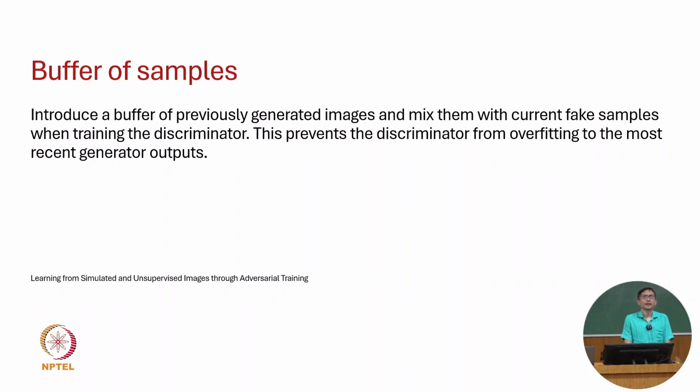One of the ideas in this direction is also the introduction of a buffer of previously generated images and mixing those with the current fake samples when training the discriminator. Why would we do so? Because this would prevent the discriminator from overfitting to the most recent generated outputs.